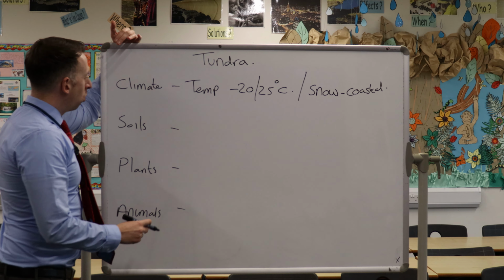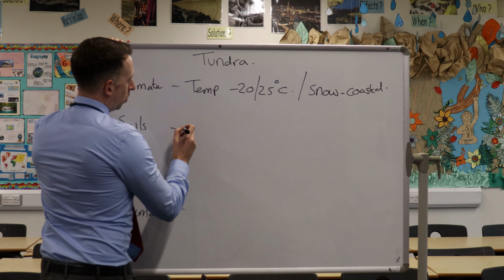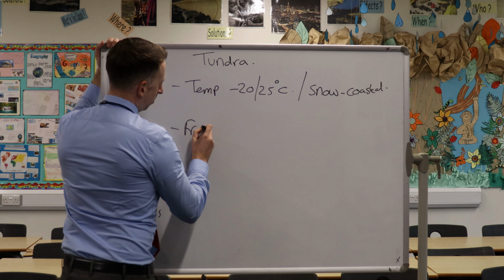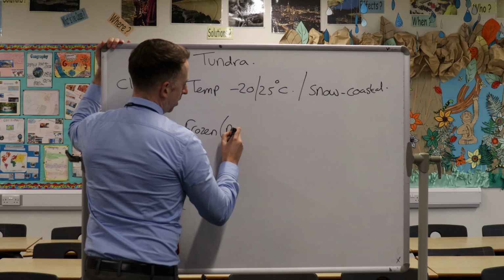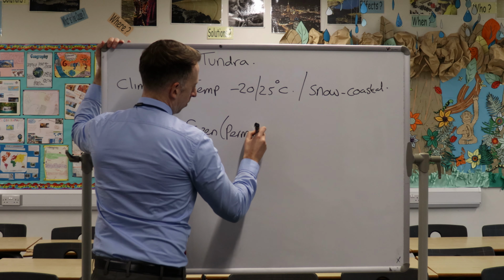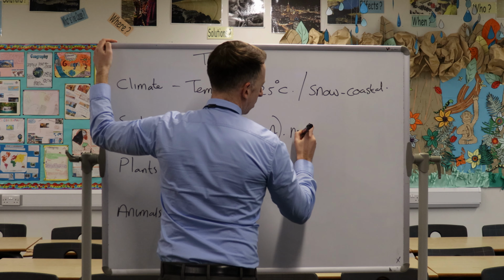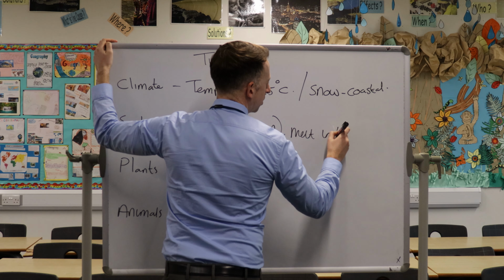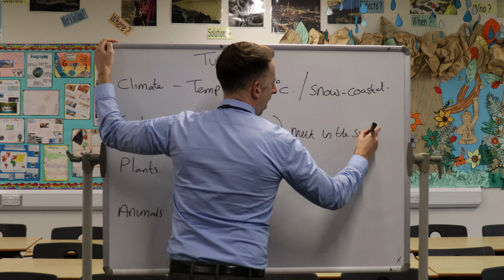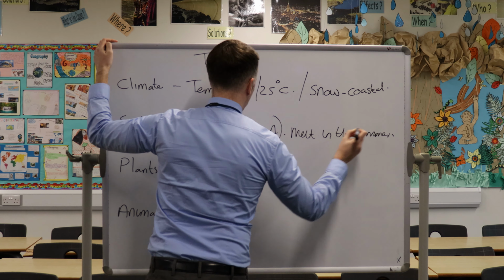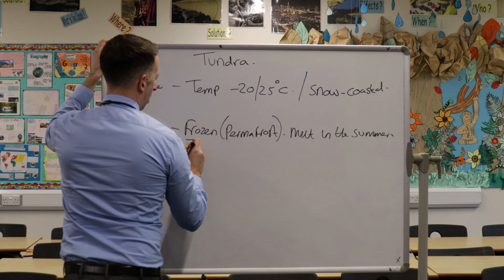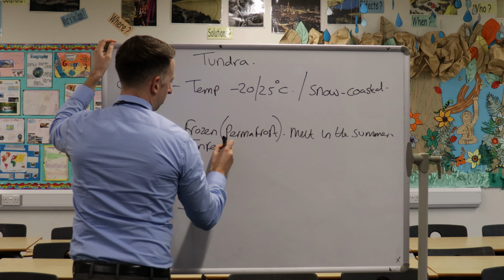regions. Now, when it comes to soils, they are frozen, also known as permafrost, but they will melt in the summer months. And generally, the soils within the tundra, they are rather infertile.